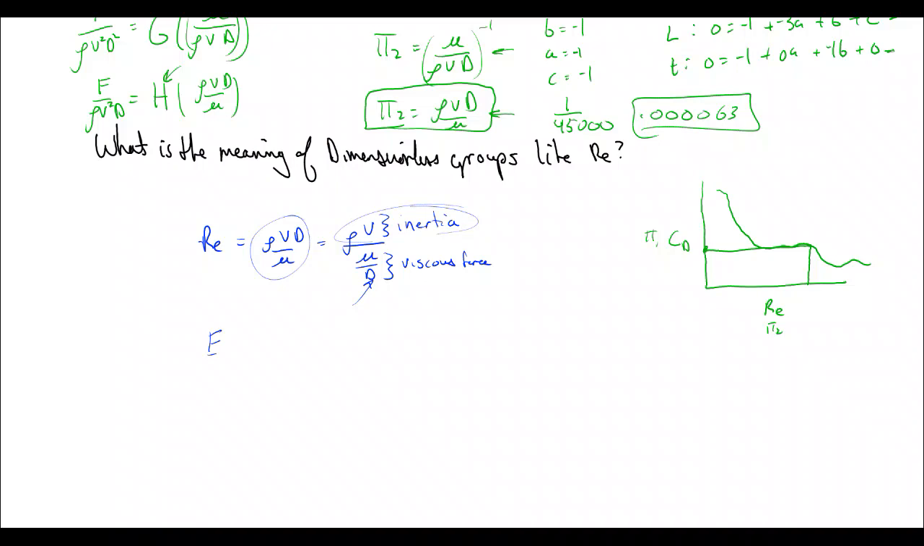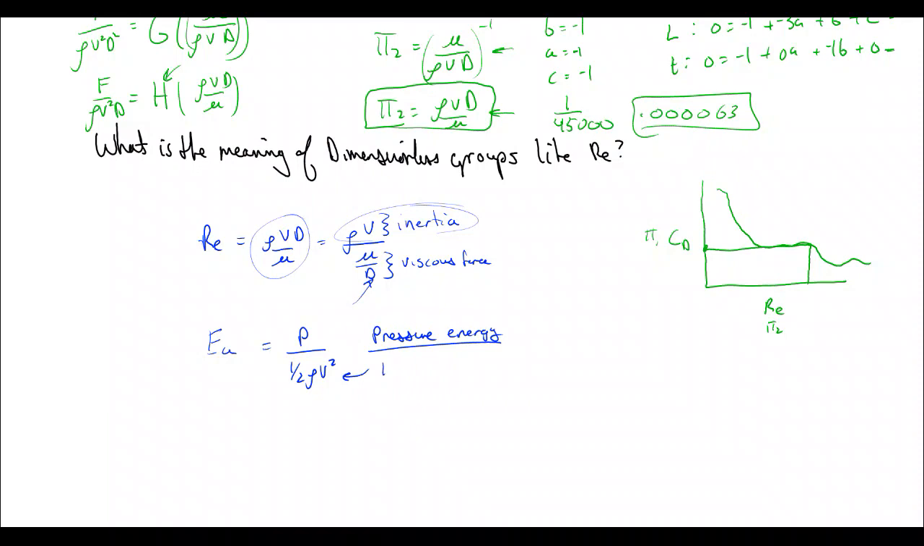So for example, we can do the Euler number. Eu is equal to pressure divided by 1/2 rho v squared. And this is a measure of pressure energy over, hopefully this looks familiar to you, you can recognize it, 1/2 mass times velocity squared is kinetic energy. So this is going to tell us what is going to dominate in a flow. Is pressure energy dominating? In other words, we have very high pressure but not much fluid flow, or do we have a lot of kinetic energy and not much pressure energy, right?